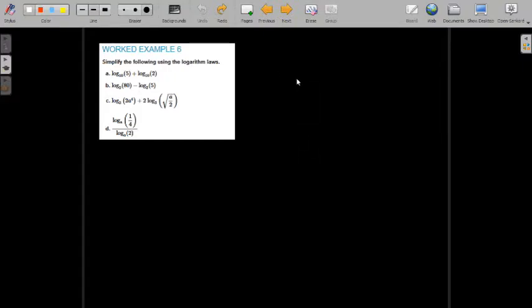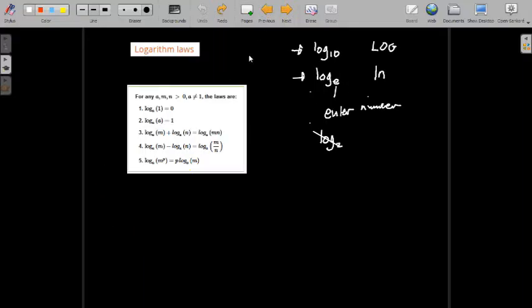Example 6, simplify the following using the log rules. So we've got log base 10 of 5 plus log 10 of 2. If we go back to our log laws, we've got log of something plus log of something, so we're using number 3. So it's going to be log of the same, just note that these all have to be the same base. So log of something minus log of something, they have to be the same base. So we've got log 10 of something plus log 10 of something equals log 10 of the m times n.